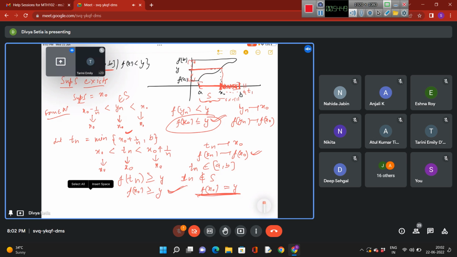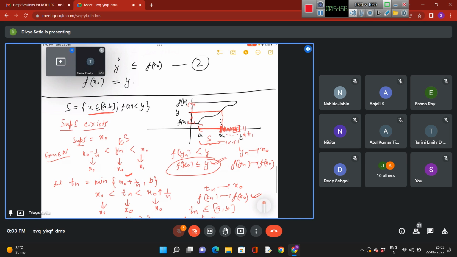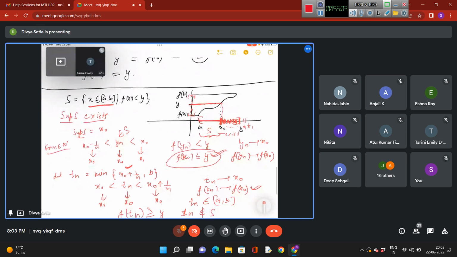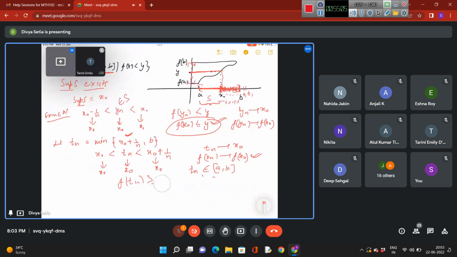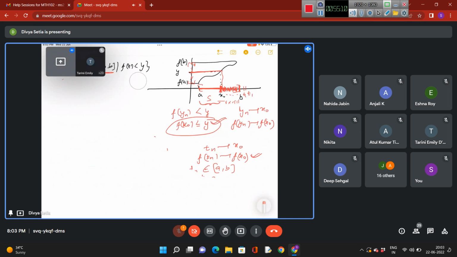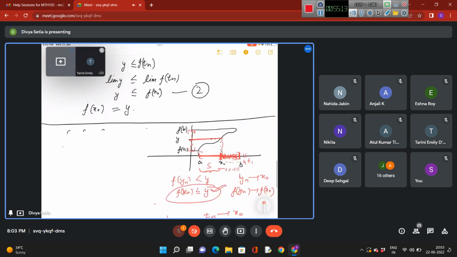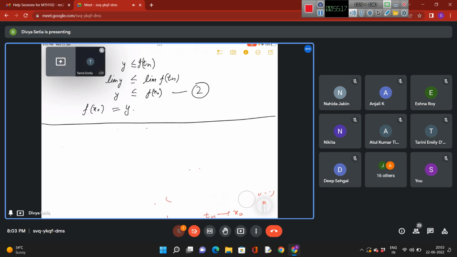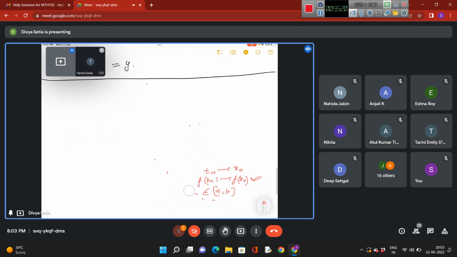Whenever you give any national level entrance exam, most of the questions are just applications of this maximum minimum theorem or intermediate value theorem. You just have to apply this theorem, make proper use of it. So right now I'll just give you two of the applications of this theorem. Is the statement of the theorem clear? At least the statement, not the proof.